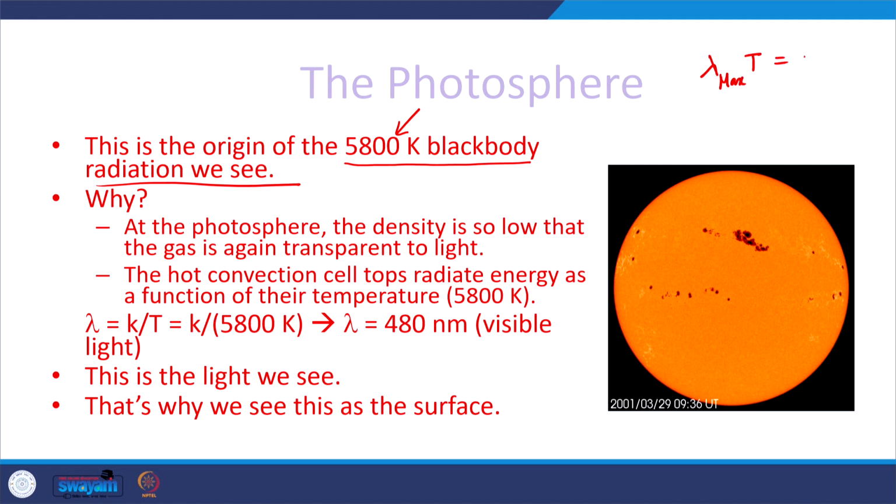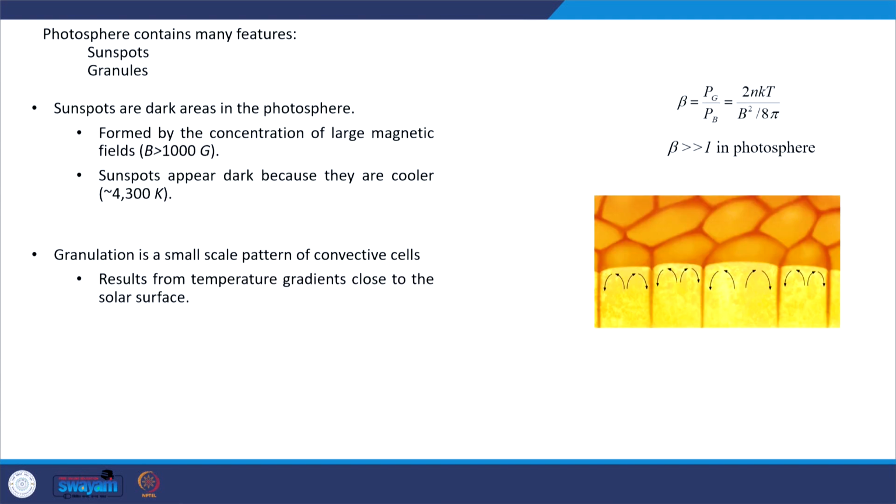Lambda max times T is equal to a constant, which means lambda max is inversely proportional to the temperature. So, black bodies with larger temperatures will be radiating in smaller wavelengths, and black bodies with cooler temperatures will be radiating in the infrared wavelengths. That is the meaning of this. Okay, and the photosphere is responsible for the light that we see, and that's why we see this as a surface, right? All right.